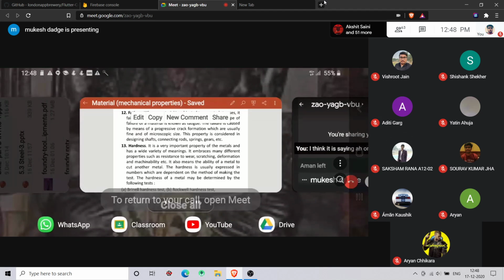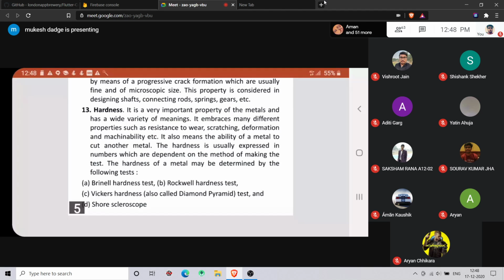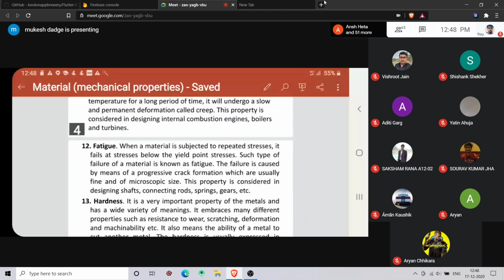So these are the tests. Rockwell hardness numbers are generally used for thicker sheets. And the fourth one is the Shore scleroscope. Again, that is for rubbers. They use the bounce: they bounce the balls on the surface of the sheets, and according to the height of the bouncing element, that will be converted into hardness. These are the properties of materials, especially mechanical properties.